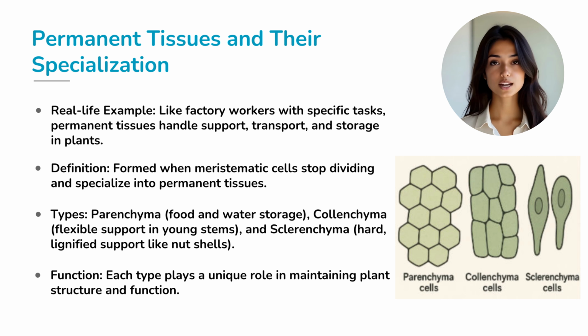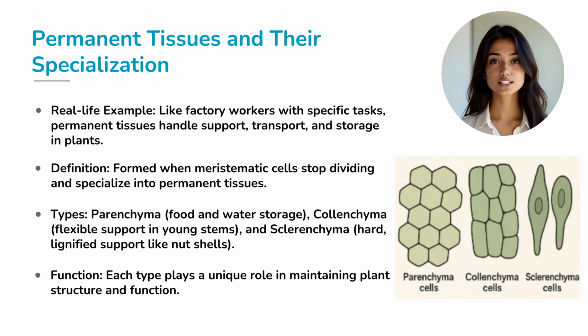Now let's look at permanent tissues, the specialized workers of a plant. Think of a factory where every worker has a fixed role. Some handle storage, others handle transport, and some provide strength. Plants follow the same strategy. Permanent tissues are formed when meristematic cells stop dividing and take on specific duties. There are three main types.